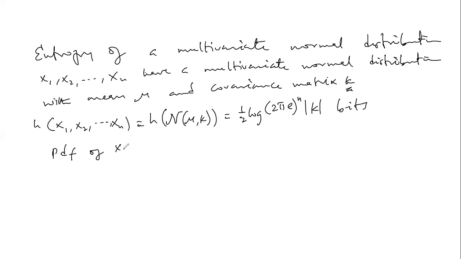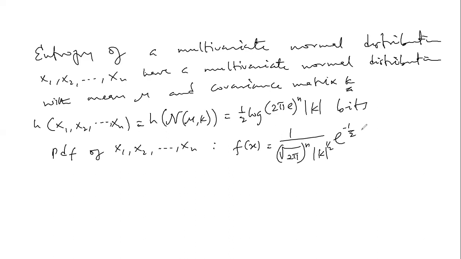So the probability density function of X1, X2 all the way to Xn will be given as f of x, which is equal to 1 over the square root of 2 pi to the power of n, because it's not single, it is multivariate, then mod K to the power of half, e to the minus half, x minus mu transpose, then K inverse, x minus mu. We already showed this earlier.